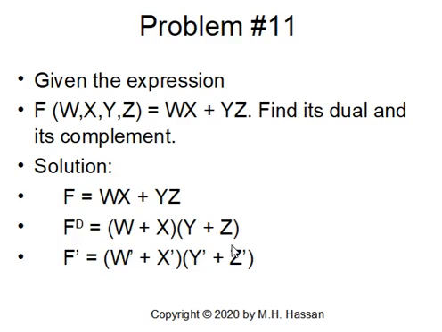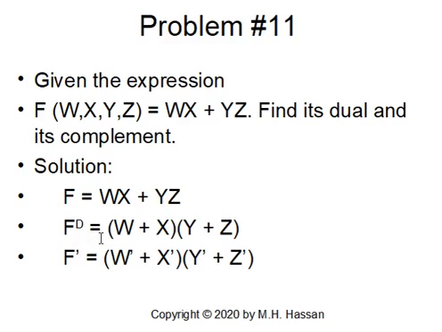Given the expression WX or YZ, we will find its dual and its complement. F is WX or YZ. F dual will be (W or X)(Y or Z). What we did here, this AND gate is replaced with an OR gate, and the OR operation is replaced with AND. So here we have the dual.